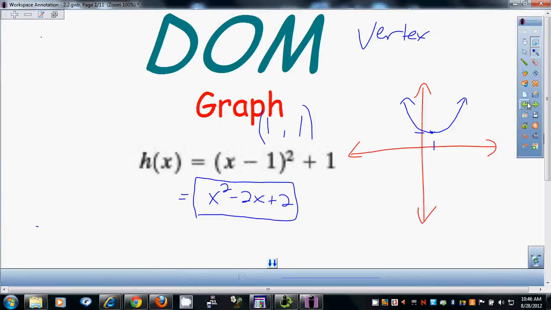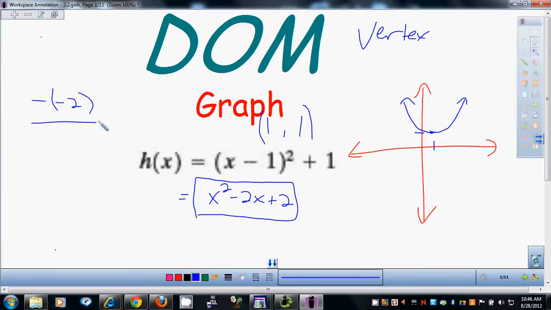Negative b over 2a. Let me show you how that would have worked on the last problem had you not been able to just shift it by hand. Negative b, now remember, just like the quadratic formula, a, b, c, they're just the numbers. Negative b would have been negative 2, all over 2a. What's my a value? What's my coefficient from the x squared? 1. Negative 2 is positive 2 over 2, which reduces to 1, which we already knew it was. X value was 1.